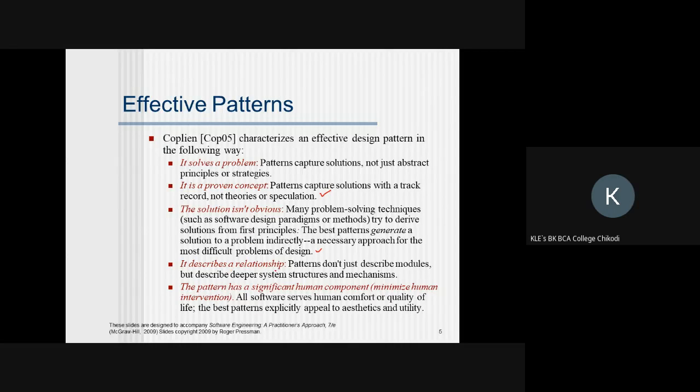It describes a relationship. Patterns do not just describe modules, but describe deeper system structures and mechanisms. The pattern has a significant human component. It means some part of human comfort or quality of life it expects.